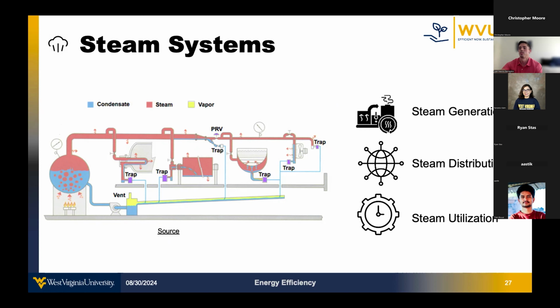Steam distribution: once the steam is generated, it needs to be distributed to various parts of the facility. Efficient distribution minimizes heat losses, which can occur through uninsulated pipes or leaks in these pipes. And lastly, steam utilization. Like I said, steam is used in various processes. This includes heating, drying, or driving mechanical systems. Making sure that steam is used at the right pressure and temperature is critical for our process efficiency.